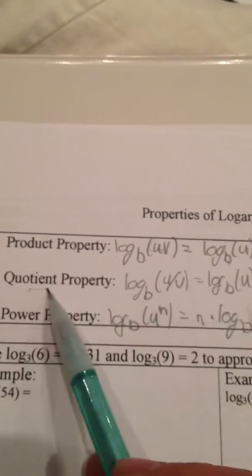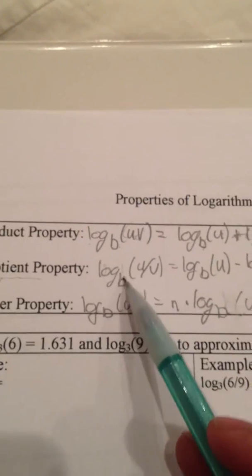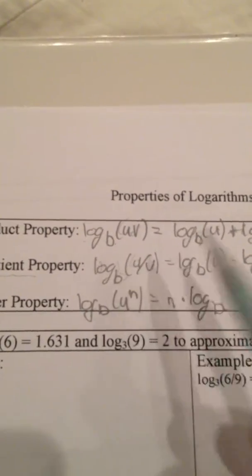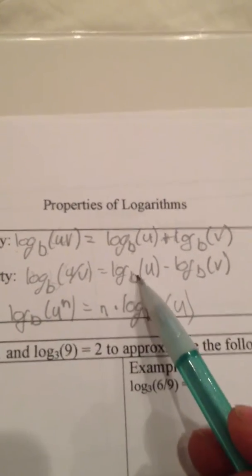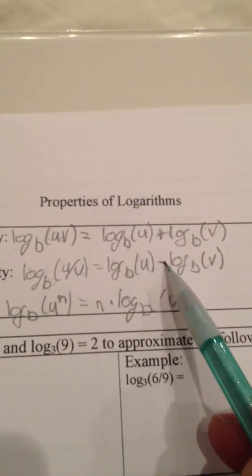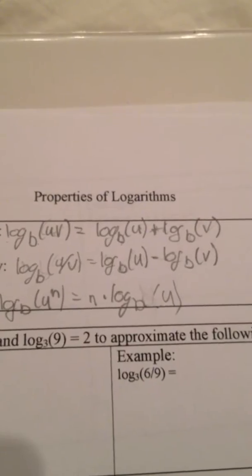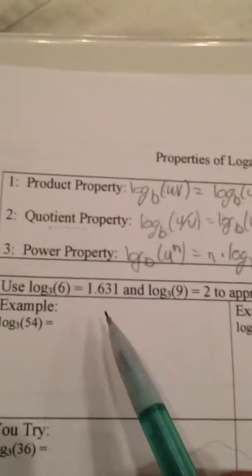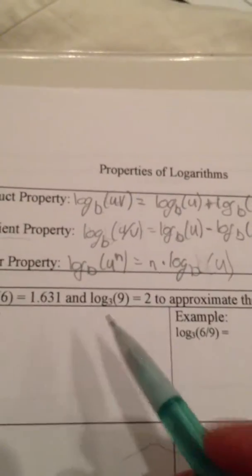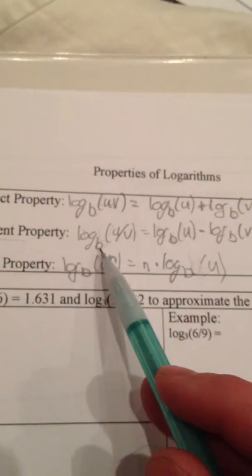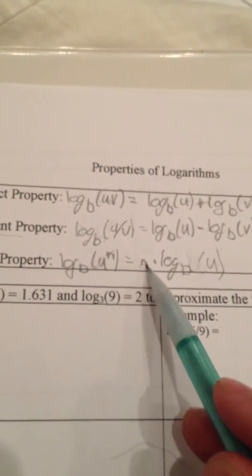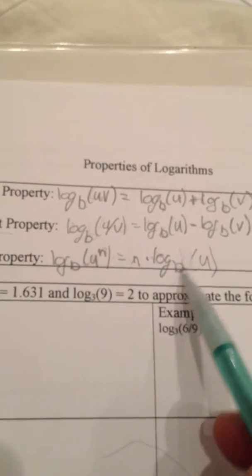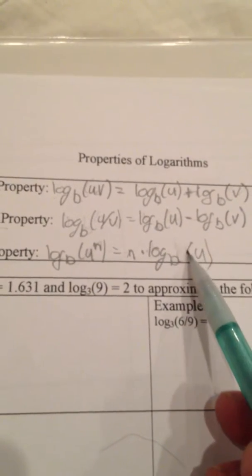The second property is the quotient property. Log base b of u over v is the same as saying log base b of u minus log base b of v. The power property is the last property. Log base b of u to the n is the same as saying n times log base b of u.